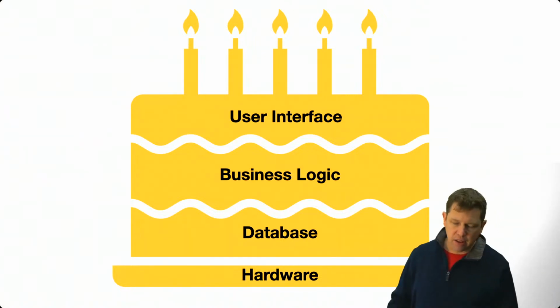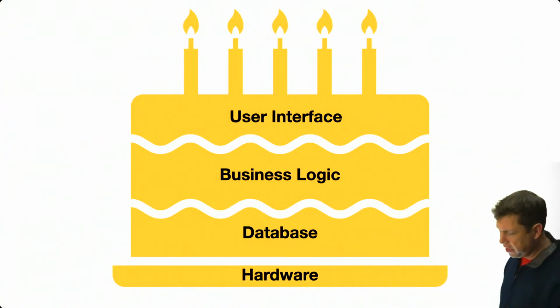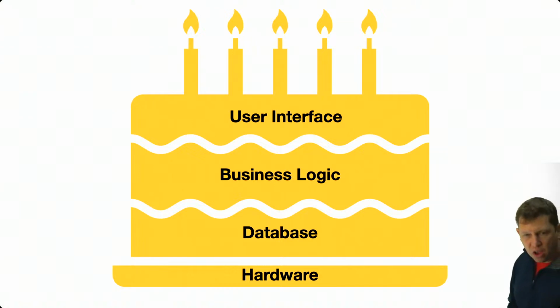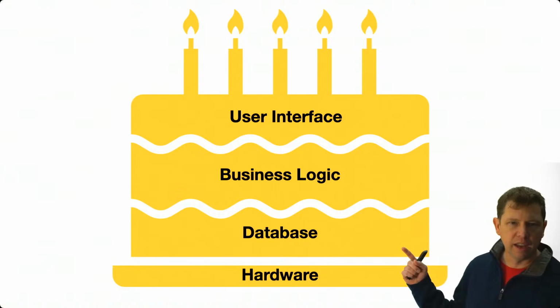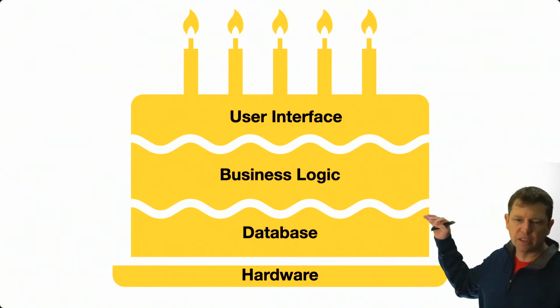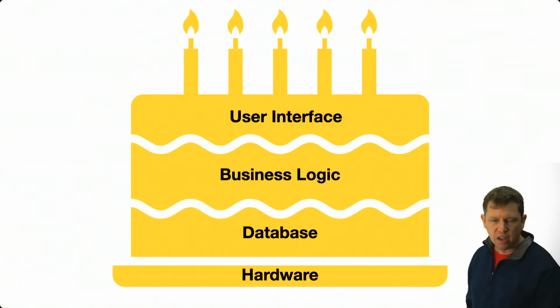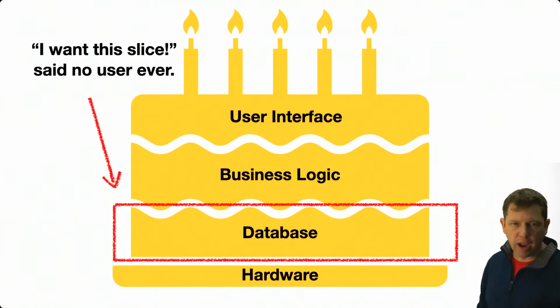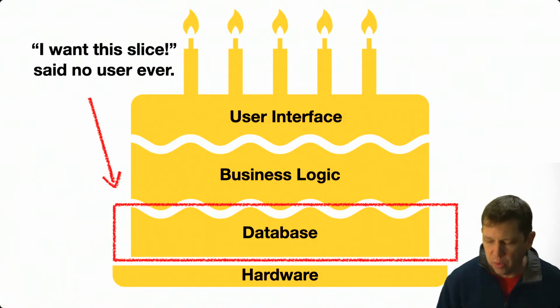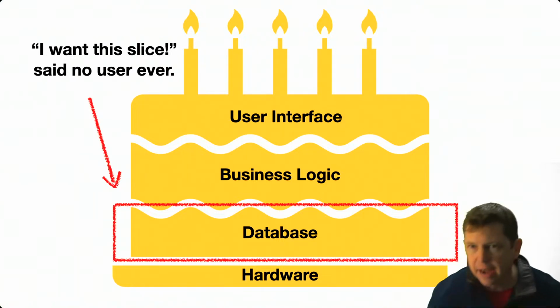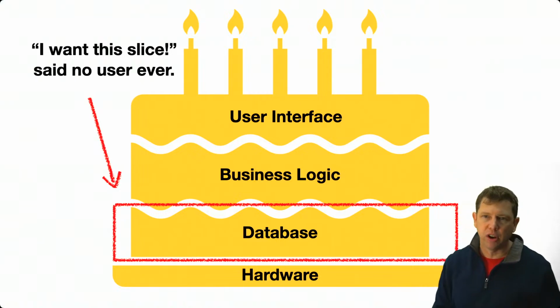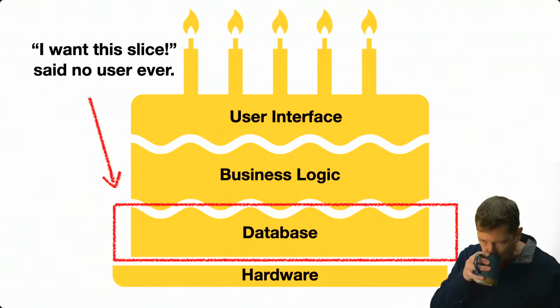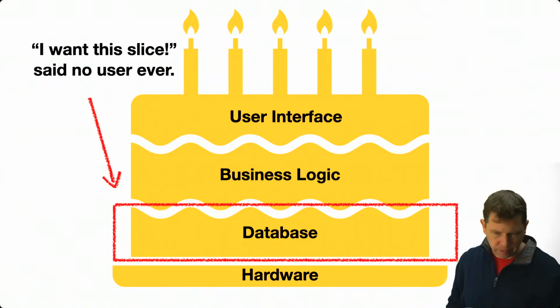Okay, so let's talk about how the users see things. If you're a developer or have worked with designing stuff, you probably are used to seeing things something like this, where we've got user interface, business logic, database, and hardware. So I want this slice right here, said no user ever, right? Users don't come to you and say, hey, you know what we really need? We really need a database layer. Not something I can talk to, not something I've interacted with, but just a database layer would be really, really cool to have. That's not what they're asking for, right?